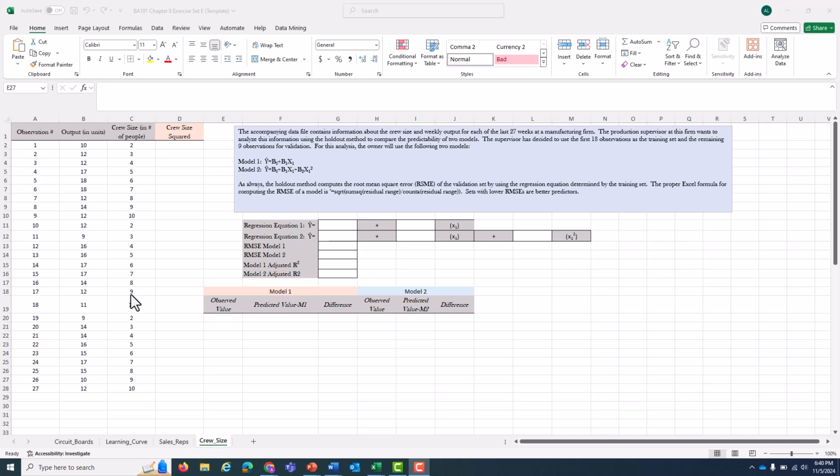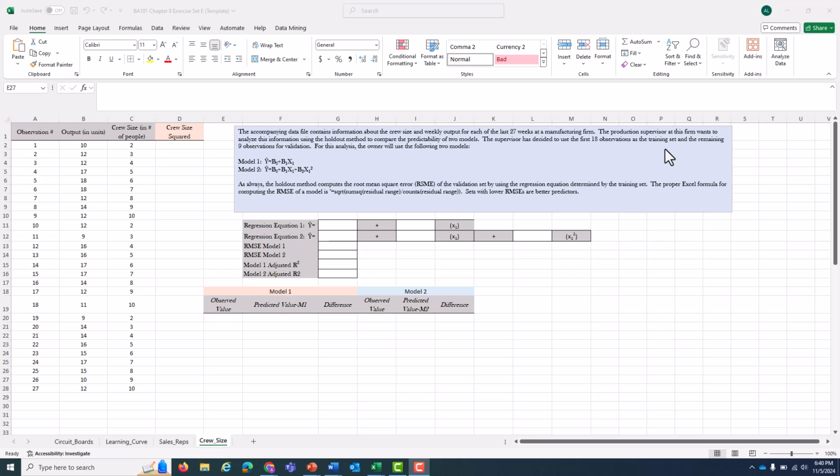To use this effectively, we're going to separate our information into two separate sets. Yes, we have 27 returns. One of those sets is going to be the training set, and that's the portion of the information that you use to create the model. So the first 18 observations that we have here, we're going to use those 18 observations to make our model.